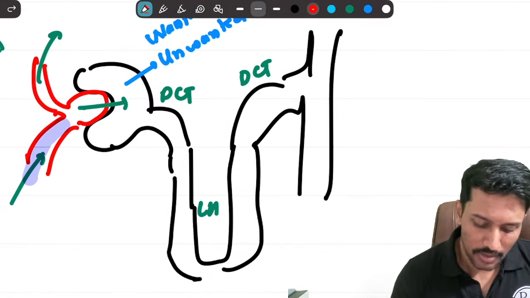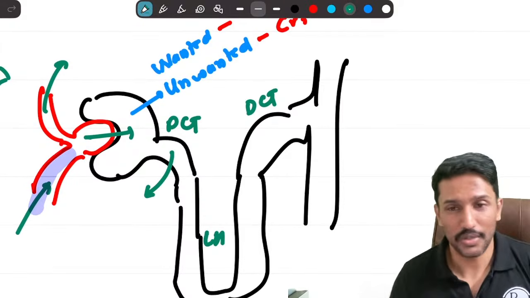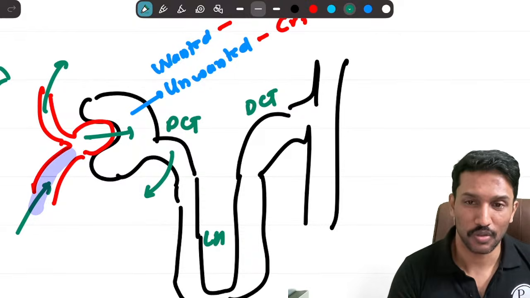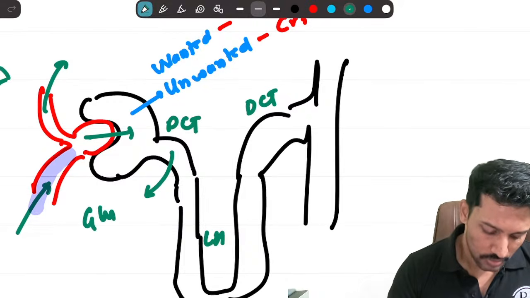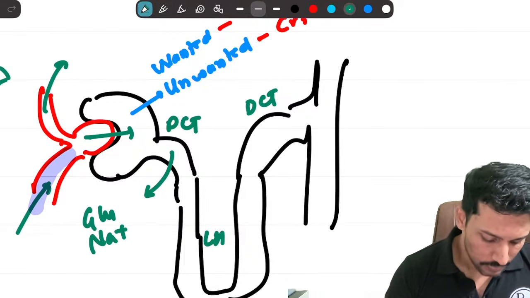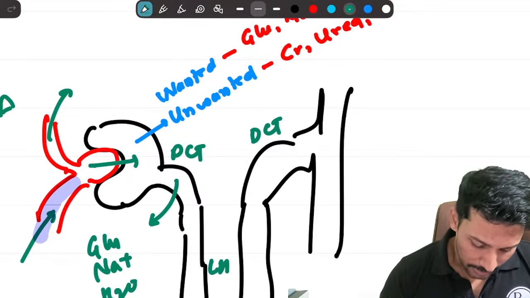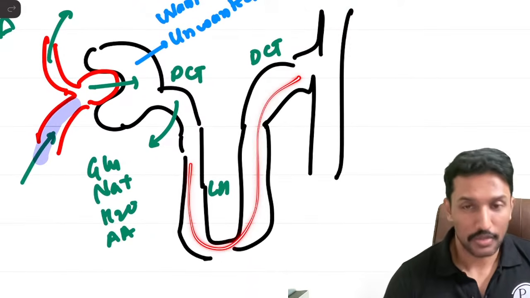The majority of the reabsorption, like glucose and amino acids, happens at the level of the proximal convoluted tubule, like SGLT2, which facilitates the reabsorption of glucose and sodium. So your glucose, sodium, most of the water, and amino acids get reabsorbed in the PCT. Some part gets reabsorbed in other parts of the tubule.